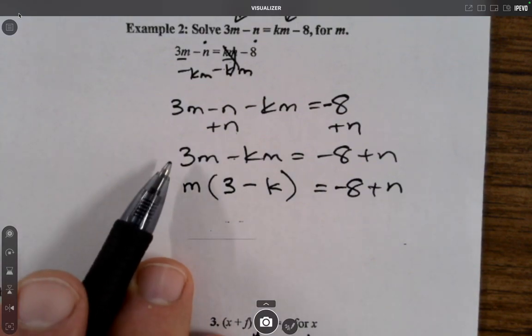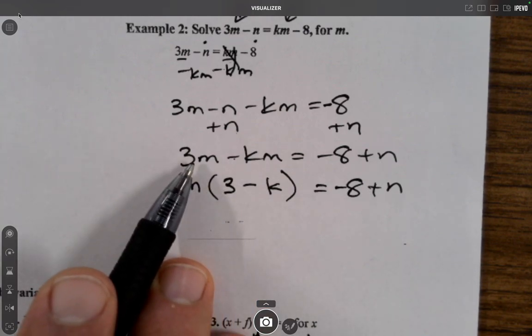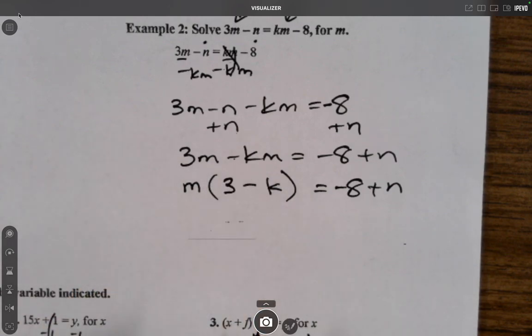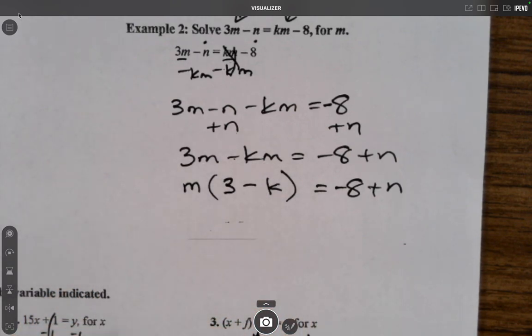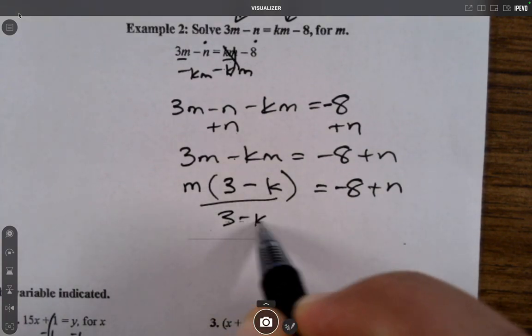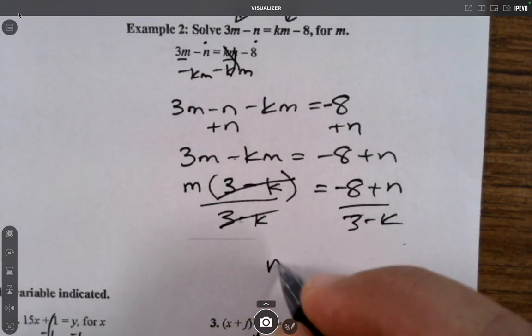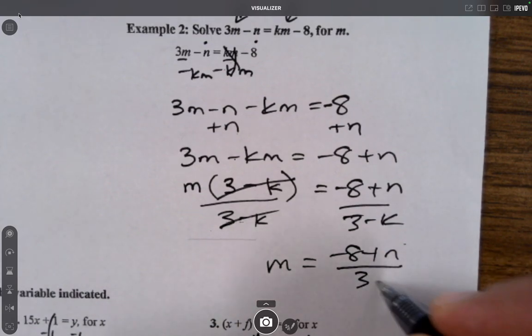And if you look, we can tell these two are the same thing. Because if I did distribute the m back in, m times 3 is 3m minus m times k is km. So this is the same thing, and if you look, we did have 2 m's, now we just have 1. So m is being multiplied by 3 minus k, so our last step is to divide by 3 minus k. So our final answer is negative 8 plus n over 3 minus k.